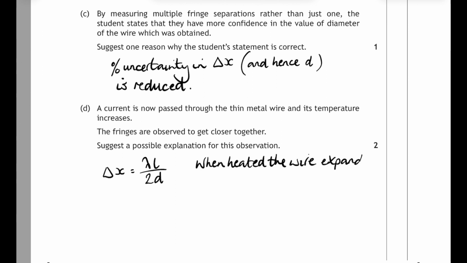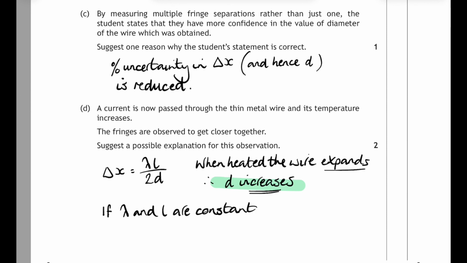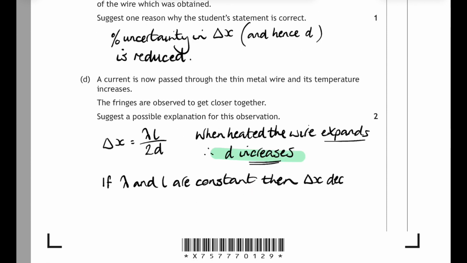Now, when the wire is heated, the wire is going to expand, so its diameter is going to increase, and the wavelength of the light and the length of the slide stay constant, so therefore the fringe spacing gets smaller. The fringes are observed to get closer together.